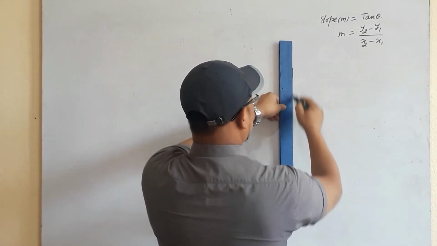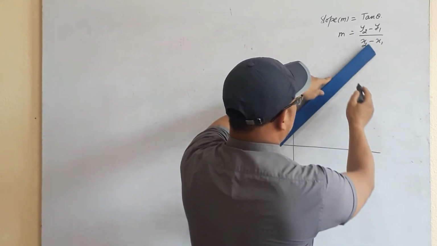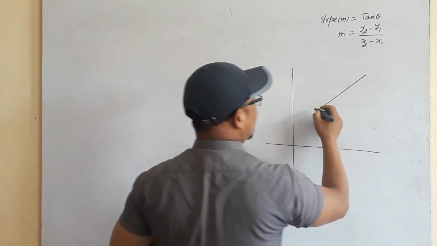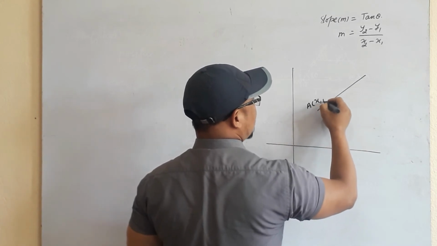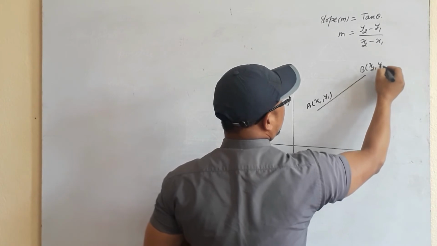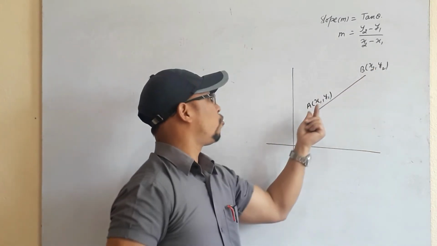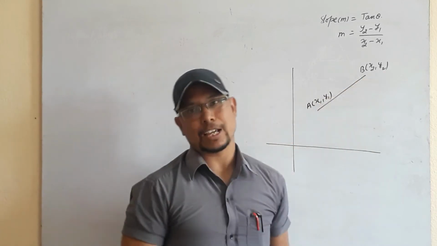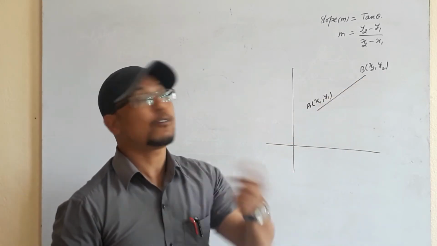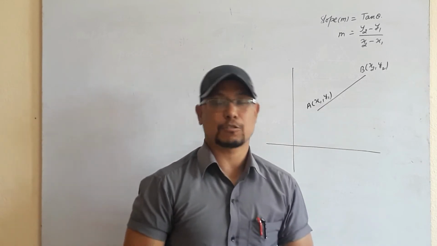First you need to have the coordinate axes. Let us suppose there is a line. This A is x1, y1. Let us suppose this B is x2, y2. So there is a line AB whose coordinates are x1, y1 and x2, y2. You are supposed to find the slope of the line AB. How do you find the slope of the line AB?